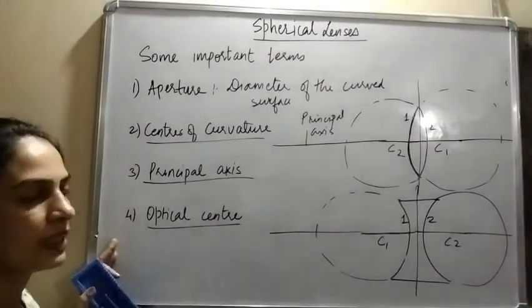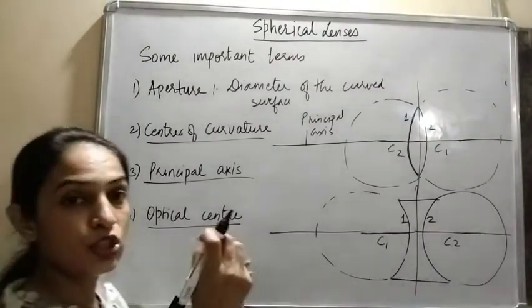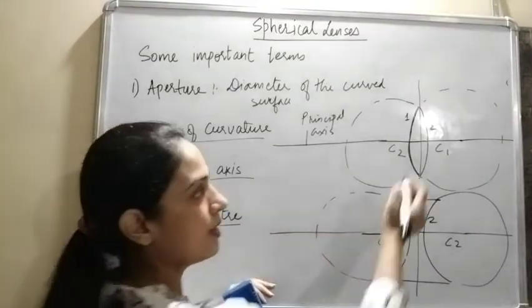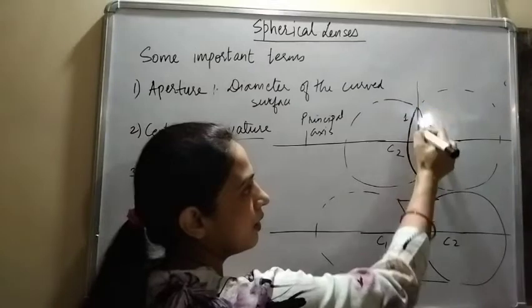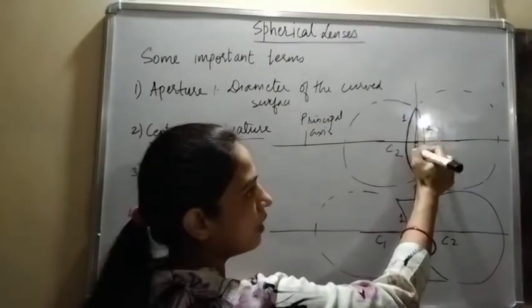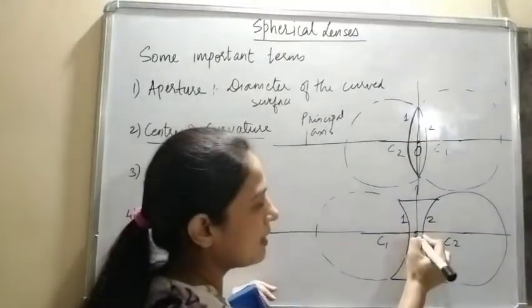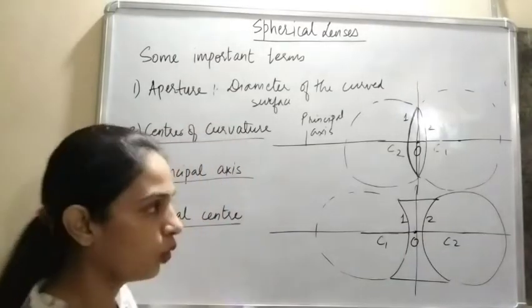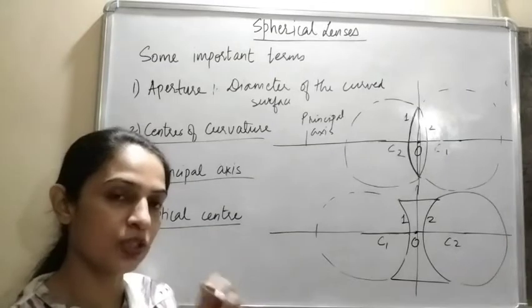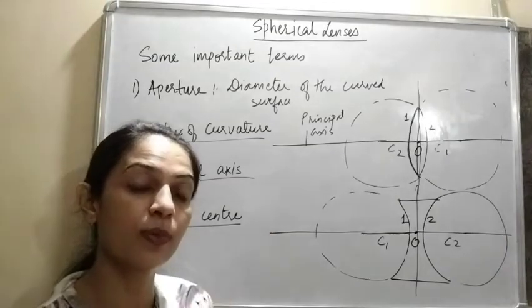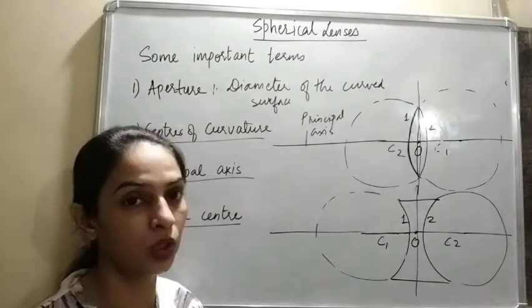What is the optical center? The geometrical center of the lens. This is the optical center, denoted by O. So the geometrical center of the lens is the optical center. The geometrical center of the mirror used to be the pole.